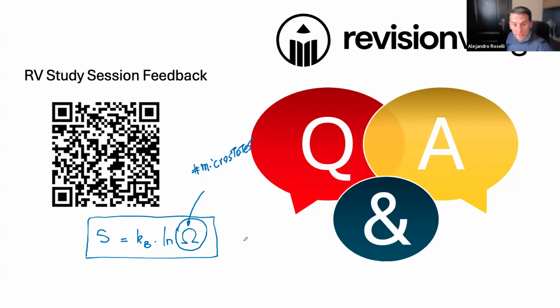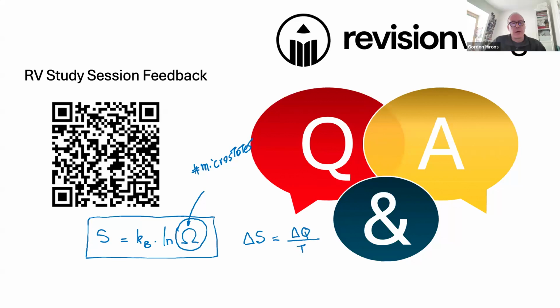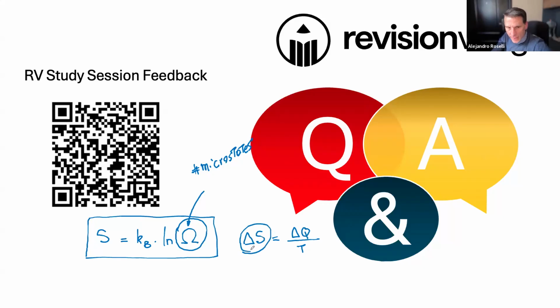Now, there's another equation related to entropy, related to the second law of thermodynamics. I don't have a copy of the formula booklet with me, but Gordon, help me out. I think it's written as delta Q over T. Yeah, that's correct. So this is not an equation that will allow you to calculate the entropy, but variations in entropy. That's why it's delta S.